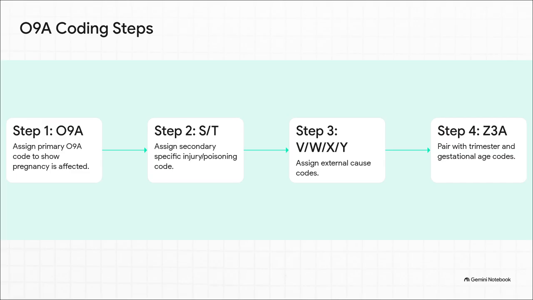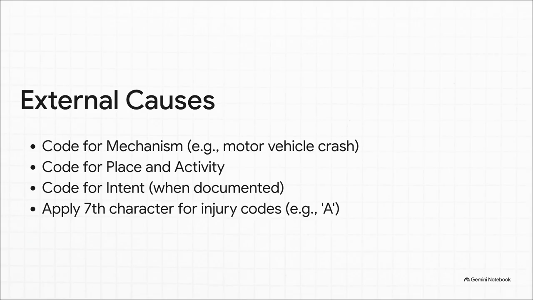Step 1. Assign the primary O9A code first to establish that the pregnancy is affected. Step 2. Bring in your secondary specific S or T codes to identify the exact injury or poisoning. Step 3. Assign external cause codes to explain exactly how it happened. And finally, Step 4. You pair all of this with the appropriate Z3A code for gestational age. Let's drill down a bit deeper into Step 3, because external cause specifics are where so many coders stumble and lose revenue.